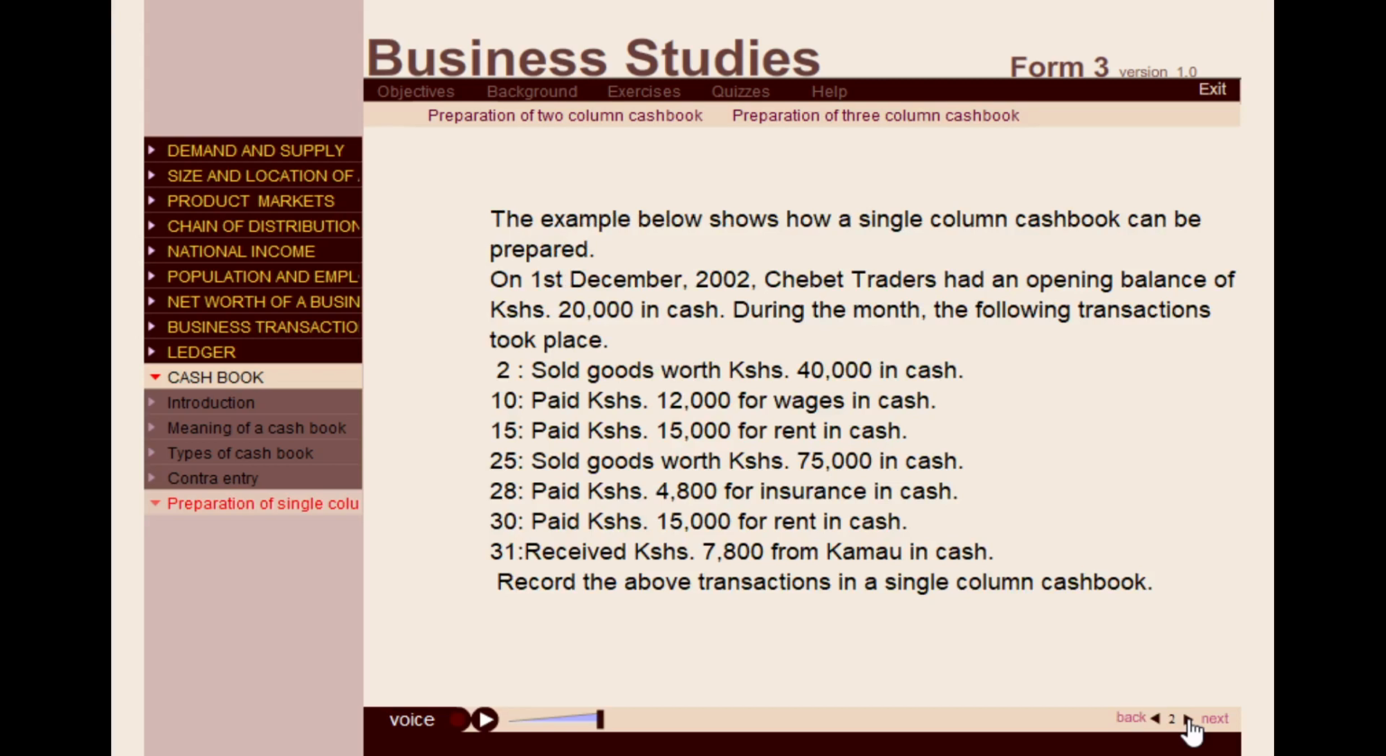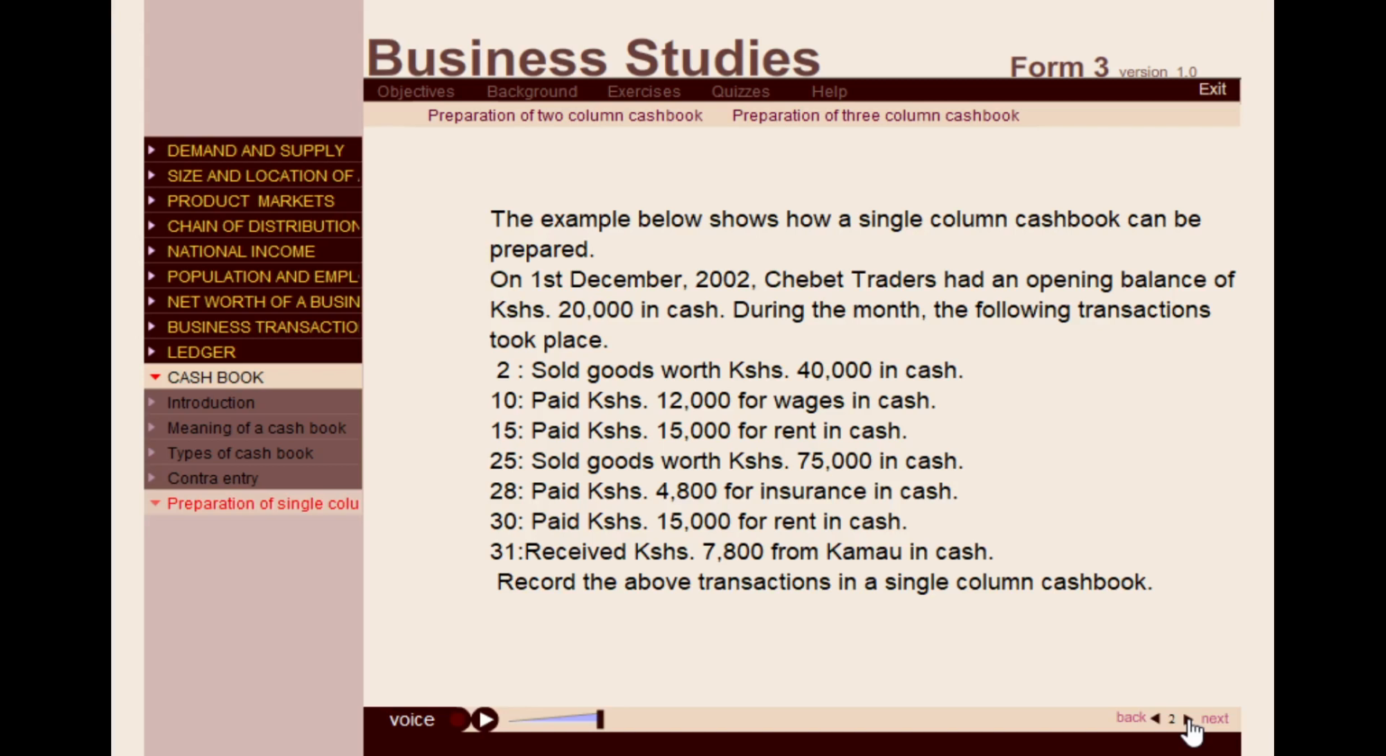The example below shows how a single-column cash book can be prepared. On 1st December 2002, Chebet Traders had an opening balance of 20,000 Kenya shillings in cash. During the month, the following transactions took place. December 2nd, sold goods worth 40,000 Kenya shillings in cash. 10th December, paid 12,000 Kenya shillings for wages in cash.